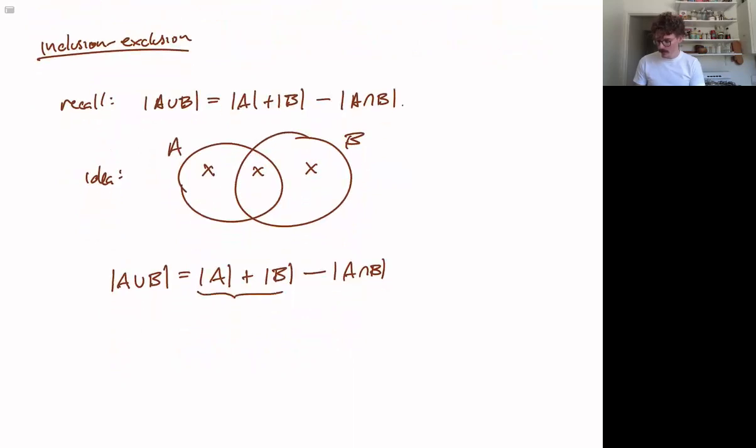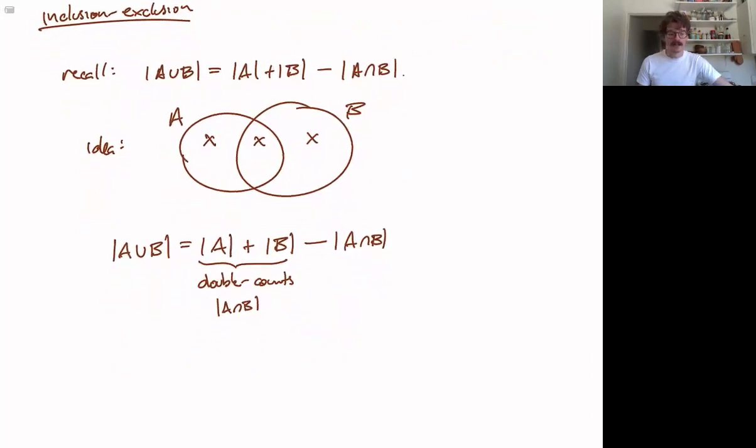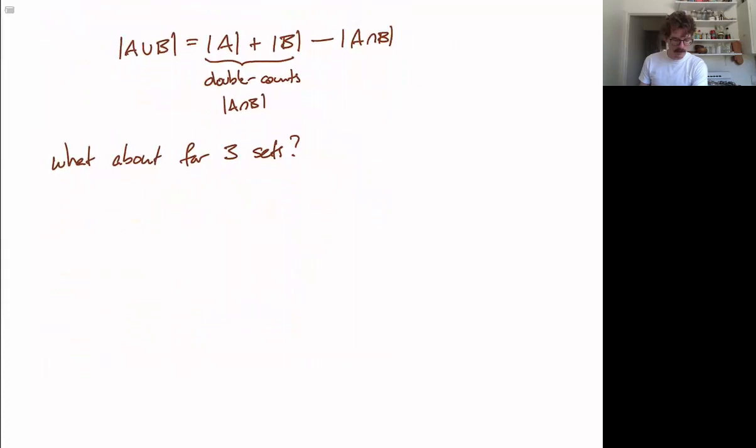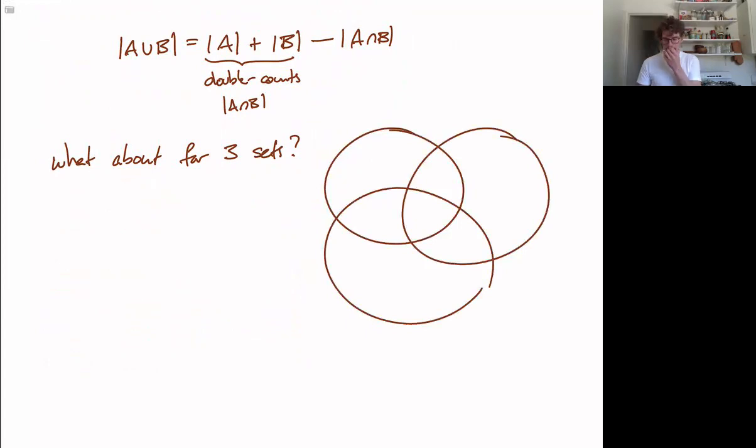So the point is that this part double counts A intersect B, and so by removing it, we get the correct count. So let's go through the same process for three sets now and see what we end up with. So let's draw ourselves another little Venn diagram. Let's put it here. All right, so here is A, and here is B, here is C.